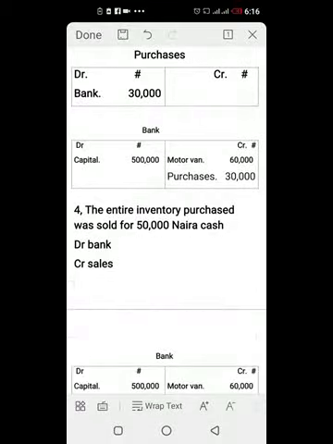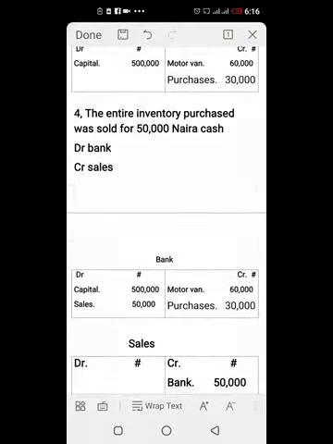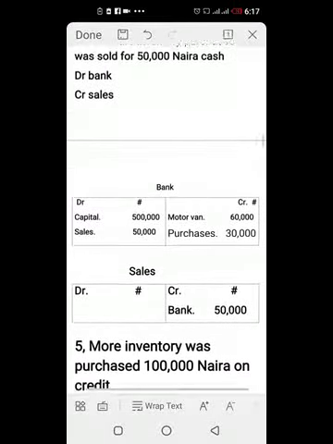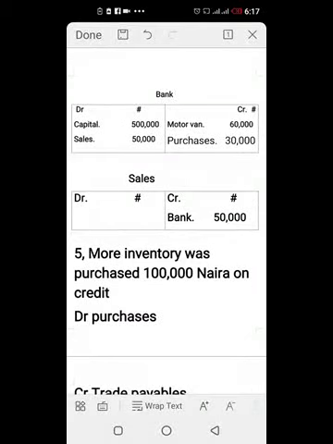The entire inventory purchase was sold for 50,000 naira cash. That means we are going to debit bank. Bank is collecting money, and then you credit sales. Sales is given to bank. So we have our account there where we debit bank and then credit sales.